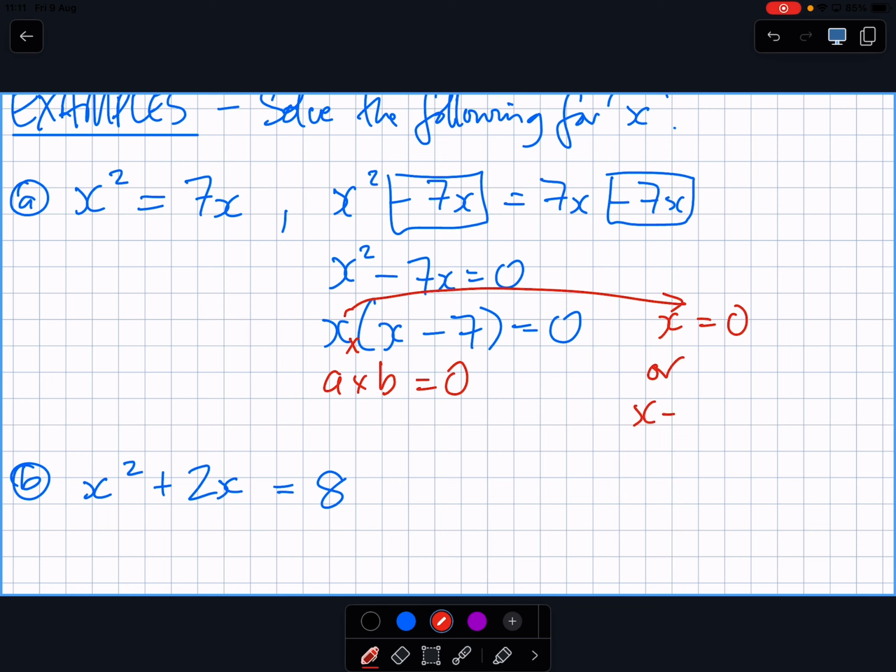This one's done already. x is equal to 0. But is there something more that I can do here? Do I have x by itself on that bottom one? I don't want to know what x take 7 is. I want to know what x is. So what's the opposite of taking 7 from something? Adding 7. So the other pathway is x is going to be equal to positive 7. Those are my 2 answers there.